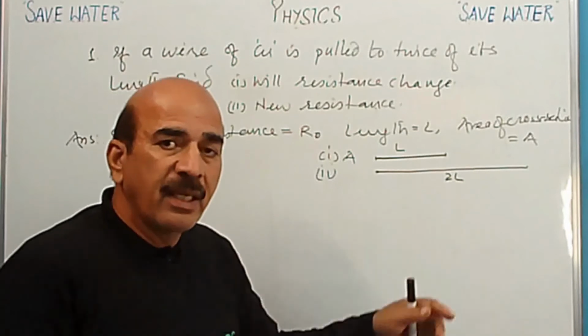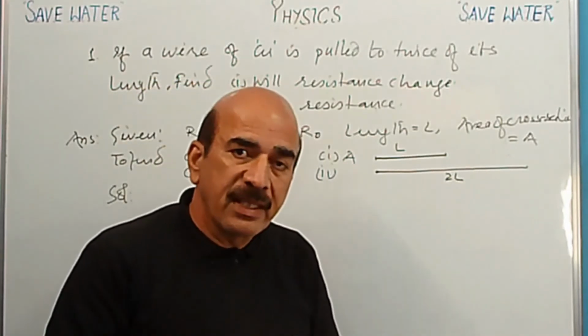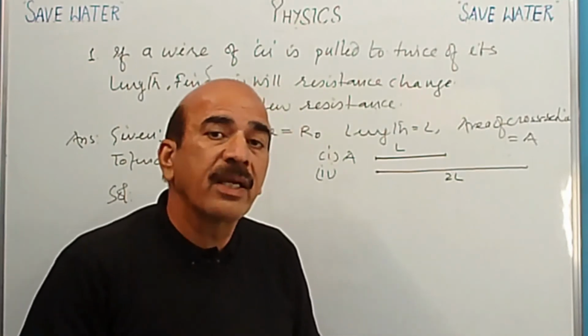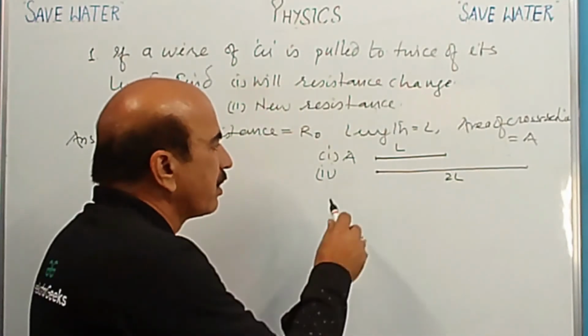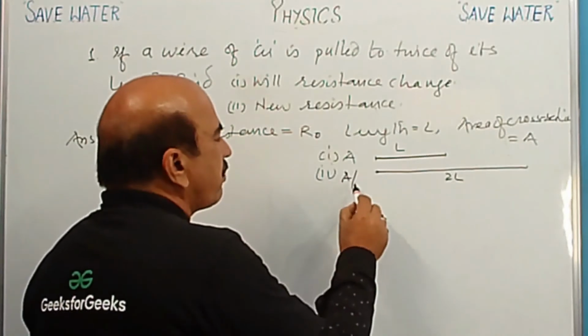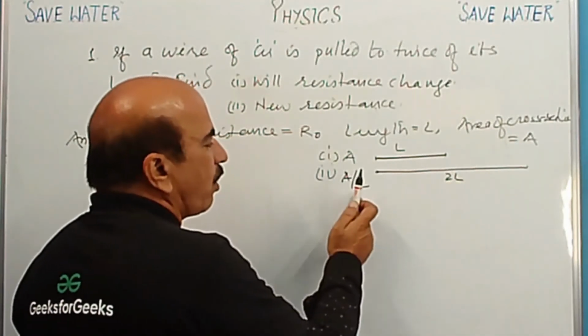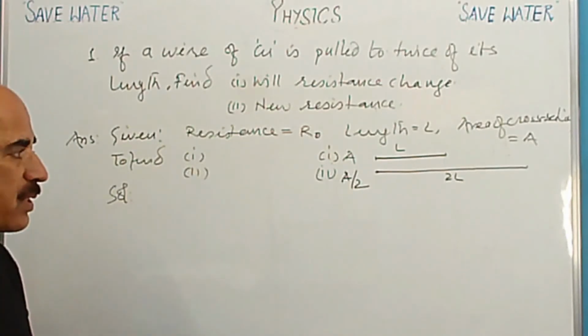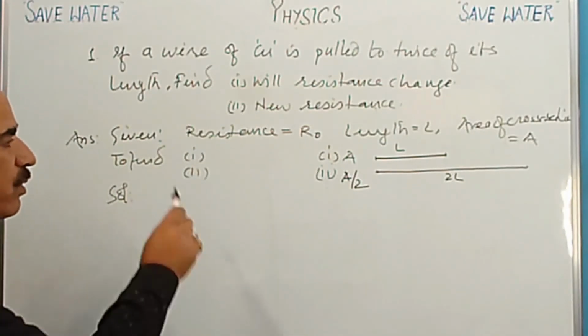In the same way, when a wire is pulled to twice its length, the area of cross section will change and it will decrease. When we make the length twice, the area of cross section will be half of the previous area of cross section. So this will be A by 2. Okay, now we have to solve it.